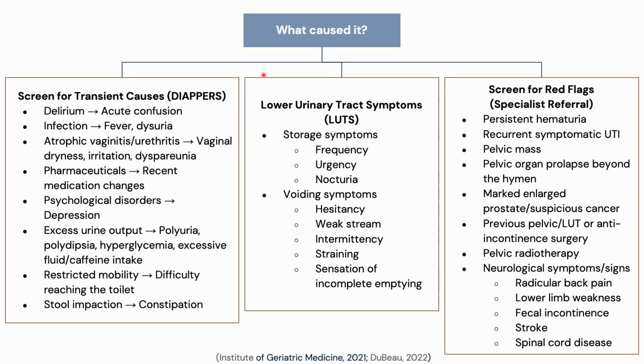Second, assess the lower urinary tract symptoms. The lower urinary tract symptoms are divided into storage symptoms and voiding symptoms. These symptoms provide important clues to the underlying pathology. For example, storage symptoms include frequency, urgency, and nocturia. If they have a problem with storage symptoms, like they cannot store the urine, the pathology suggests overactive bladder or urge UI.